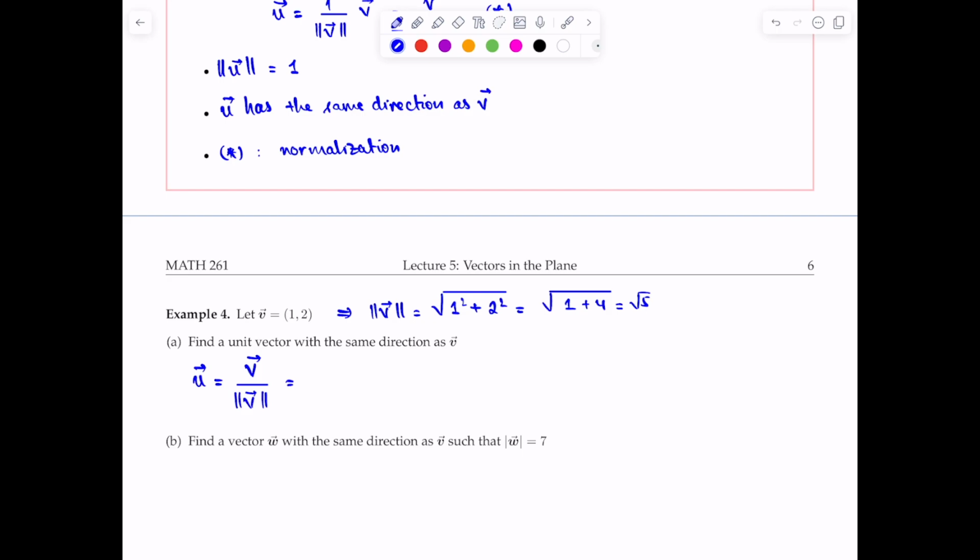So the unit vector becomes 1, 2 divided by square root of 5. You can leave it like this as the result, but most of the time the result is written in this form: 1 over square root of 5 times the vector 1 comma 2, and you can distribute, or you can perform the scalar multiplication on the vector, and the resultant vector should be 1 over root 5 comma 2 over root 5.